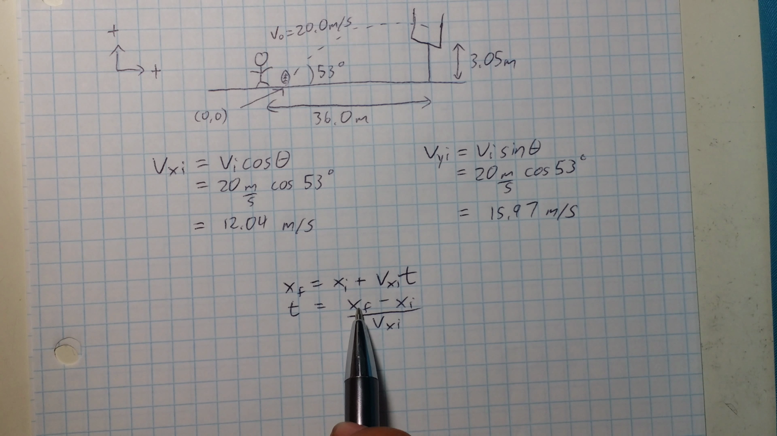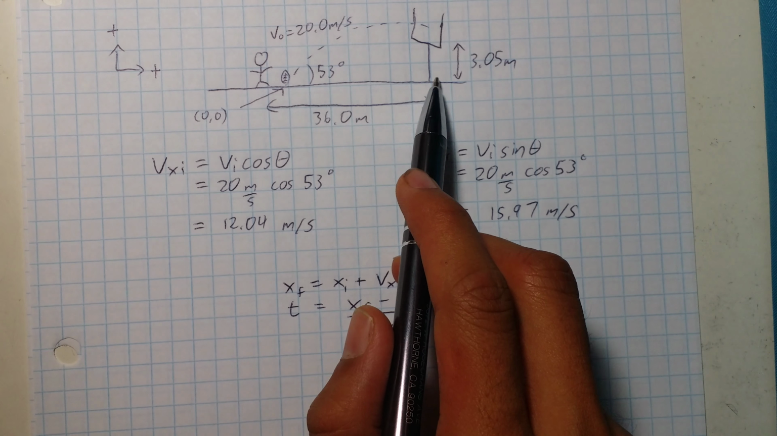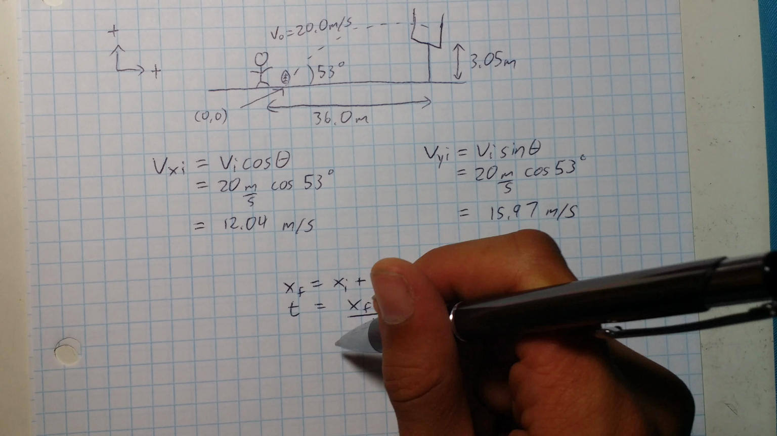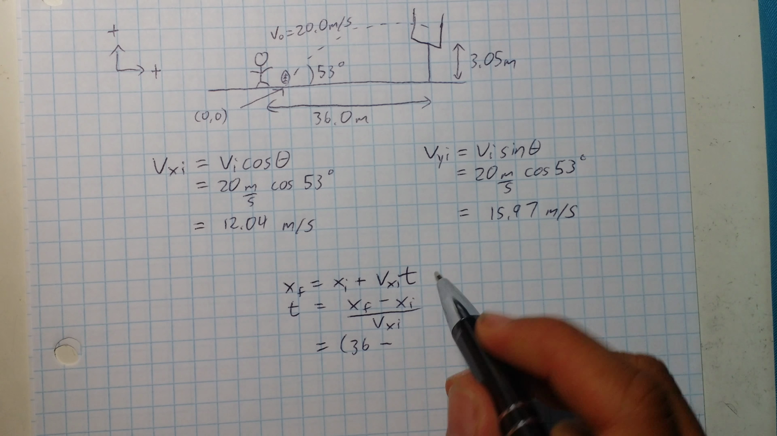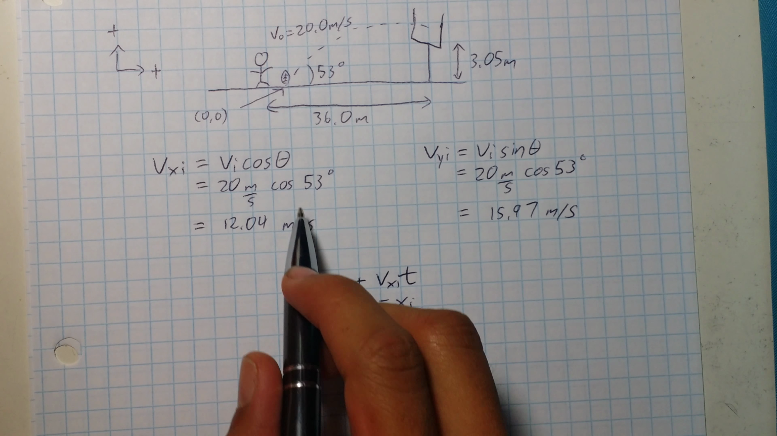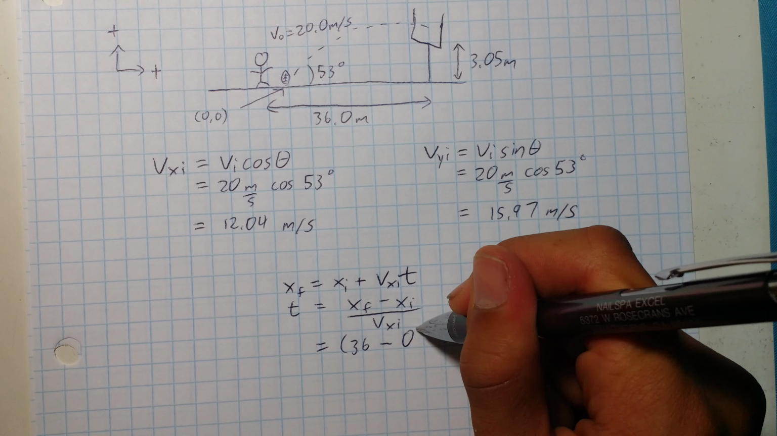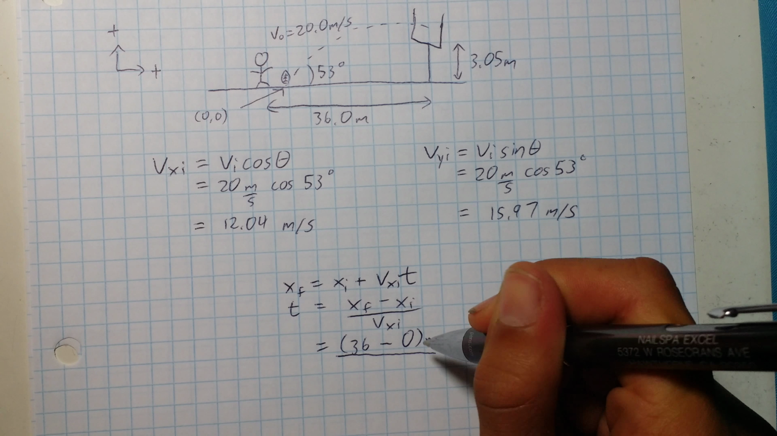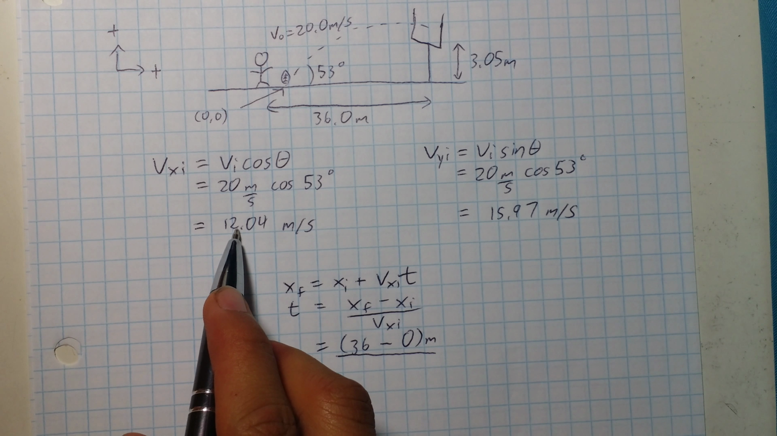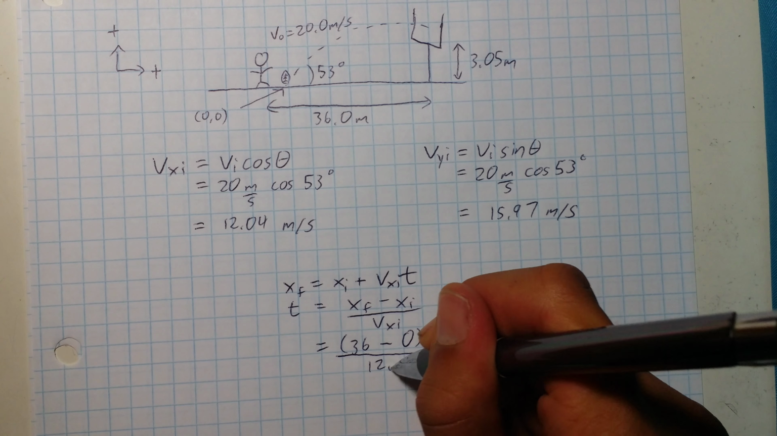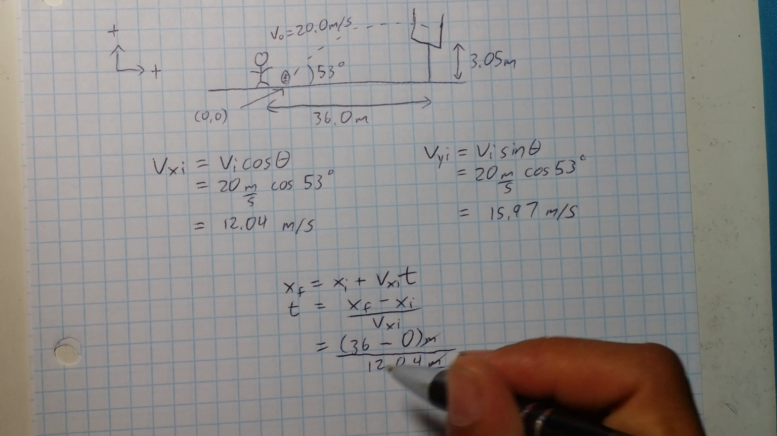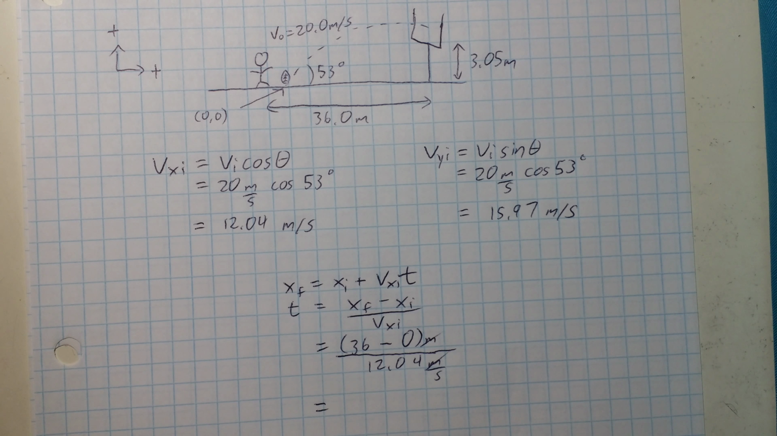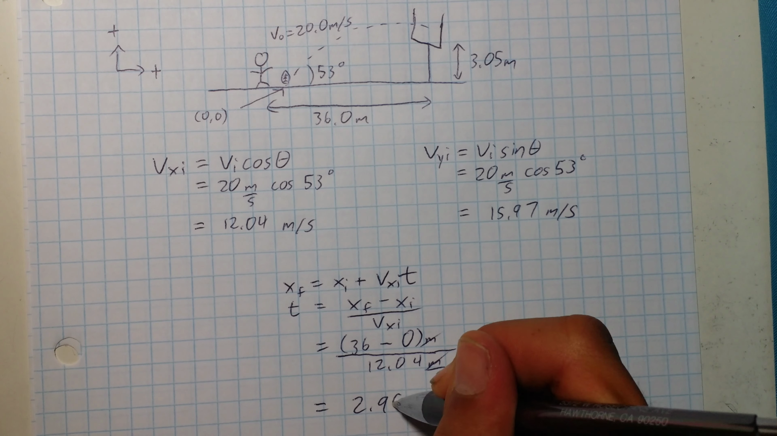Our position final is at the goal, which is 36 meters away, so we can just put that number in now. Our initial position is at the beginning, which is just 0 meters. And our velocity in the x direction we have calculated to be 12.04 meters per second. Units cancel, and we would get our time to be 2.99 seconds.